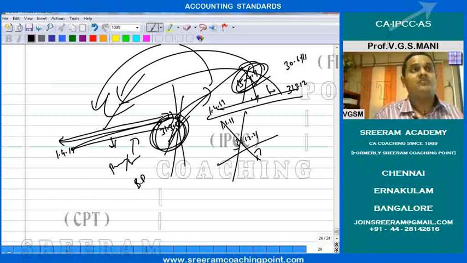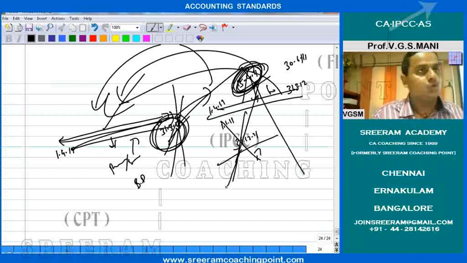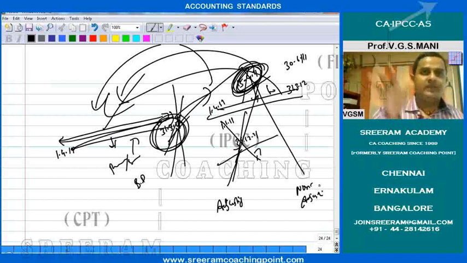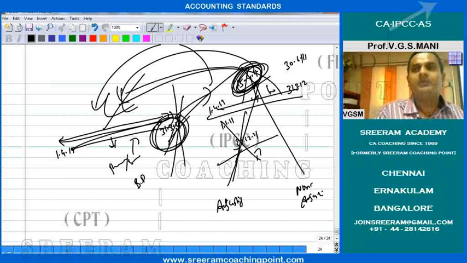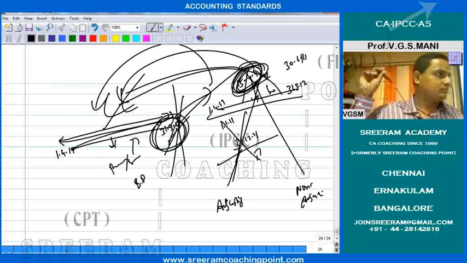The standard also says no. But when the conditions given in AS4 are satisfied, then yes, it should be adjusted. This event happening after balance sheet date, we can classify into two: adjusting event and non-adjusting event. If the conditions given in AS4 are satisfied, you can adjust this event in your previous year financial statements. We call such an event an adjusting event. If the conditions are not satisfied, it is referred to as a non-adjusting event. Are you able to understand?